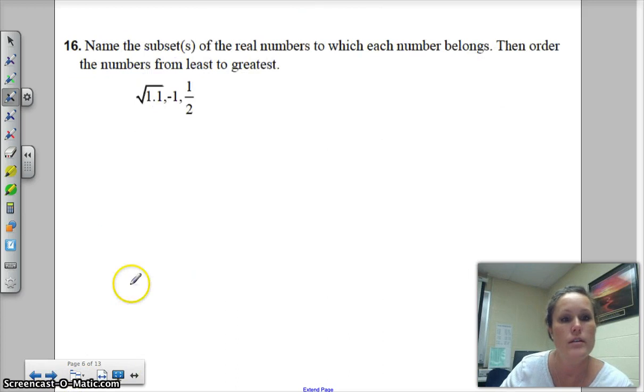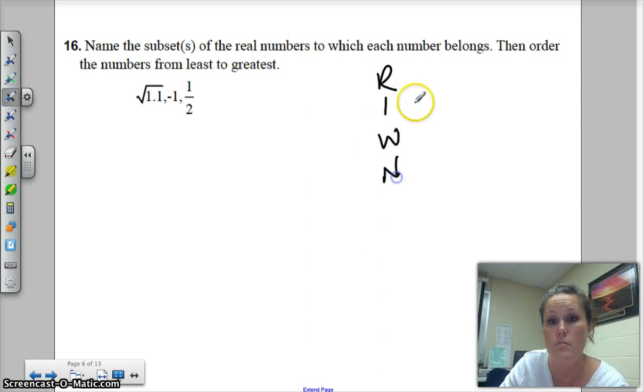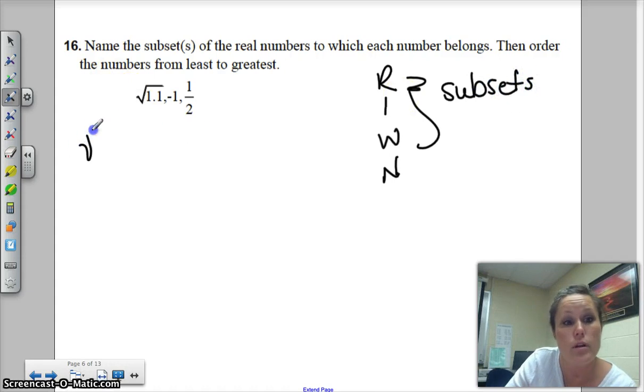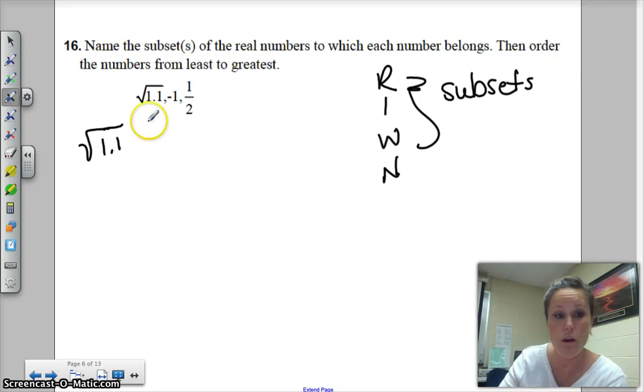Let's see. Are we almost to the bottom? Yes. Okay. Next, name the subsets of the real numbers to which each number belongs, then order them from least to greatest. So we are going to rock it with numbers. These are your subsets. So let's talk about the square root of 1.1. When I do square root of 1.1, I get a huge number. It doesn't look like it's going to repeat, and it doesn't look like it terminates in my calculator, but I know I can multiply it by that same thing. When I multiply it by itself, I actually do get 1.1.